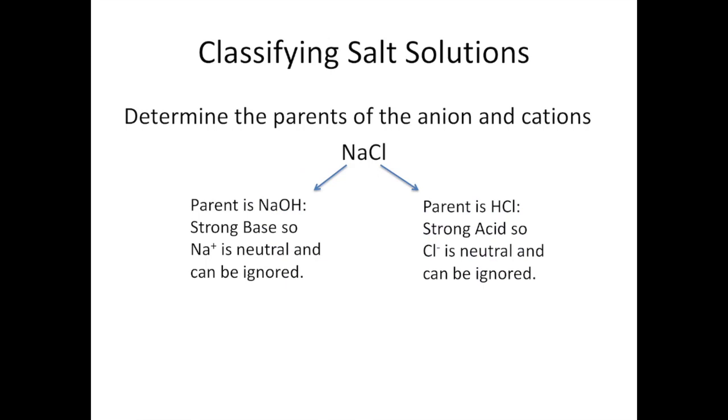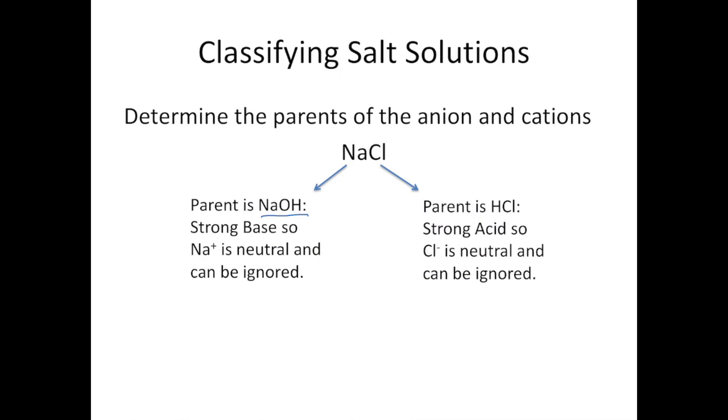If you have a salt, you're going to have an anion and cation together. So what you need to do is take them apart and figure out where they came from. I say, look at the parents. For sodium, the parent base was sodium hydroxide, which is strong. So we can ignore Na because it's neutral. They're not going to come back together in solution. So it's just a strong base, and that's that.